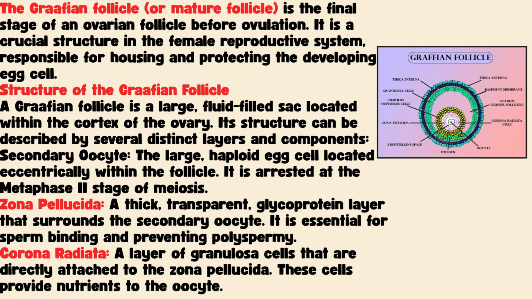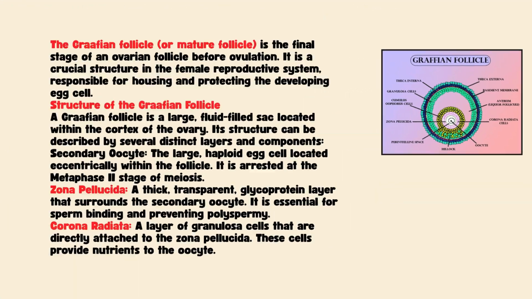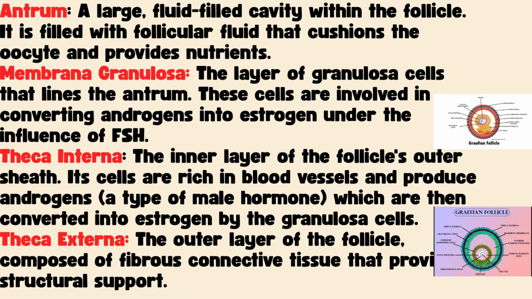The Graafian follicle or the mature follicle. Now we'll see here the structure of the Graafian follicle. The Graafian follicle is a mature ovarian follicle, and an eccentric secondary oocyte is surrounded by a non-cellular layer of zona pellucida secreted by the vitelline membrane of the oocyte.